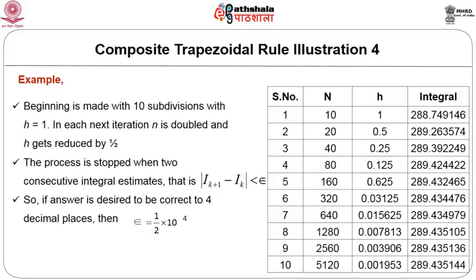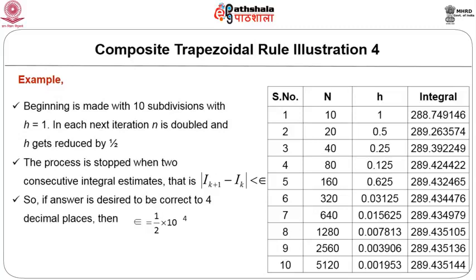Again n was doubled, 80, h became half of the previous case, 0.125, and the integral came out to be 289.424422. Next step, n was further doubled, 160, h was reduced to 0.0625, and the integral value is 289.2465. Again we double, 320, because it is not becoming constant up to 4 decimal places, h is 0.03125, and the value is 289.434476. Then 640, h is 0.015625, and the value of the integral is 289.434975.